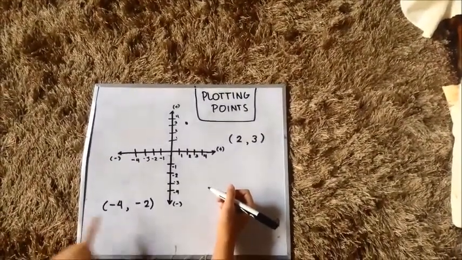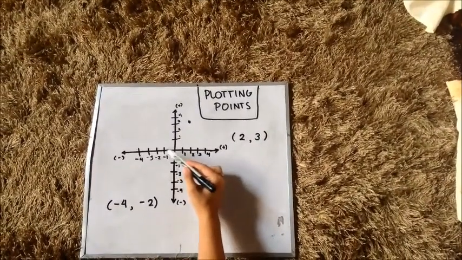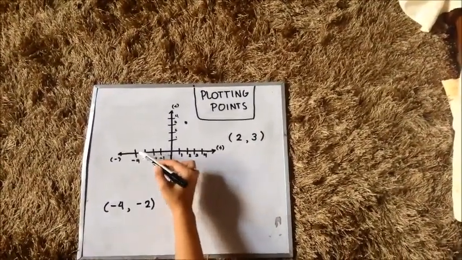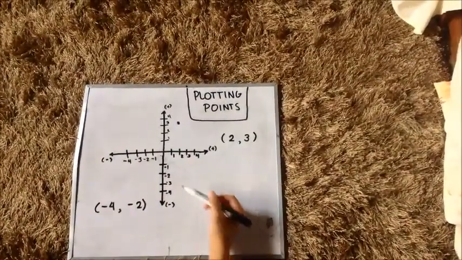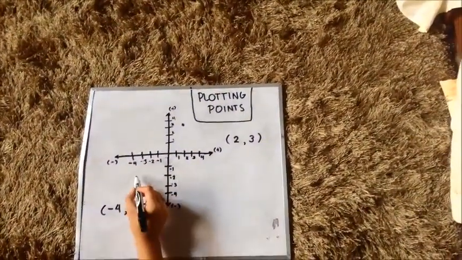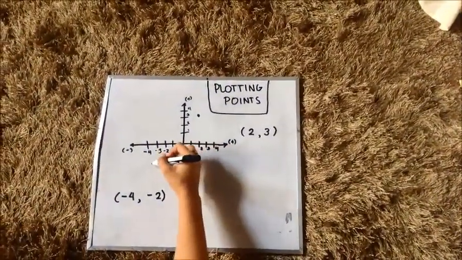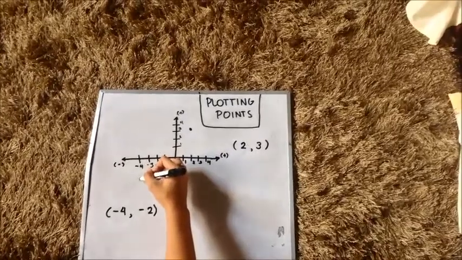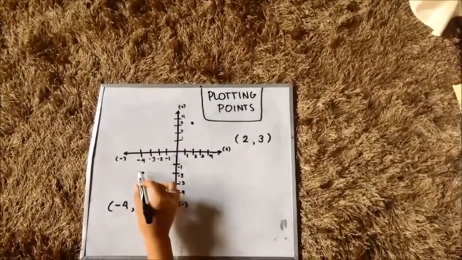Our second point. Once again, first number tells you where to go along the x-axis. Example, negative 4. This time we're going left because it's negative. Negative 2 tells you where to go along the y-axis. Since it's negative 2, we're going down this time. Now that I have both movements, that's where we plot our point.